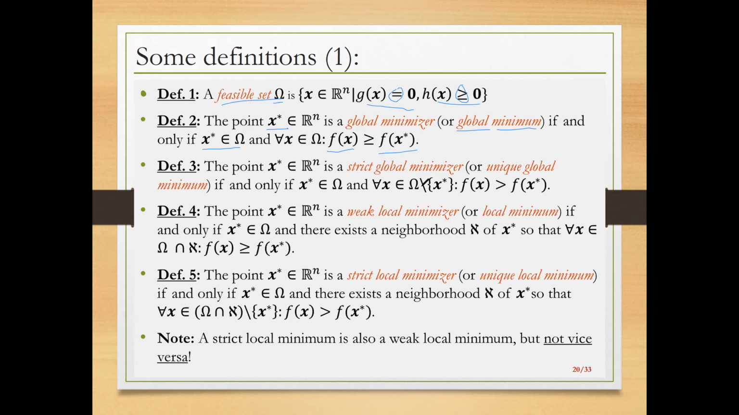Now, if we want to make it a bit more strict, I can also have a more strict definition for a global minimum, and I call it the strict global minimizer or unique global minimum. I would like to use the term unique global minimum. It's the same as definition 2, except for the equality sign over here. That means there should exist only one point x star in the feasible set, which has the functional value which is the least as compared to every other feasible point.